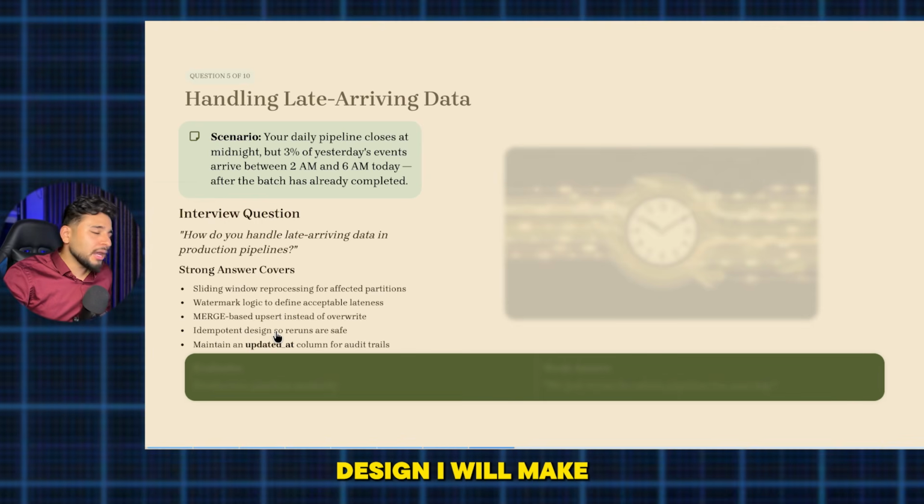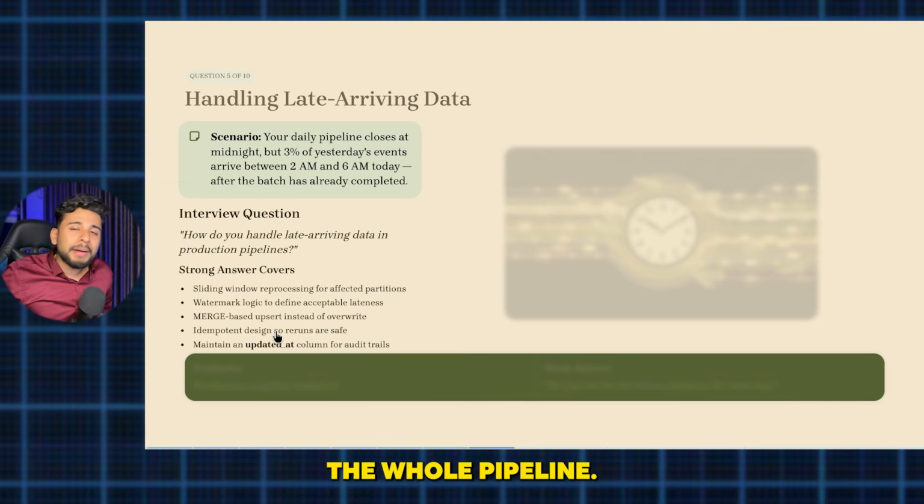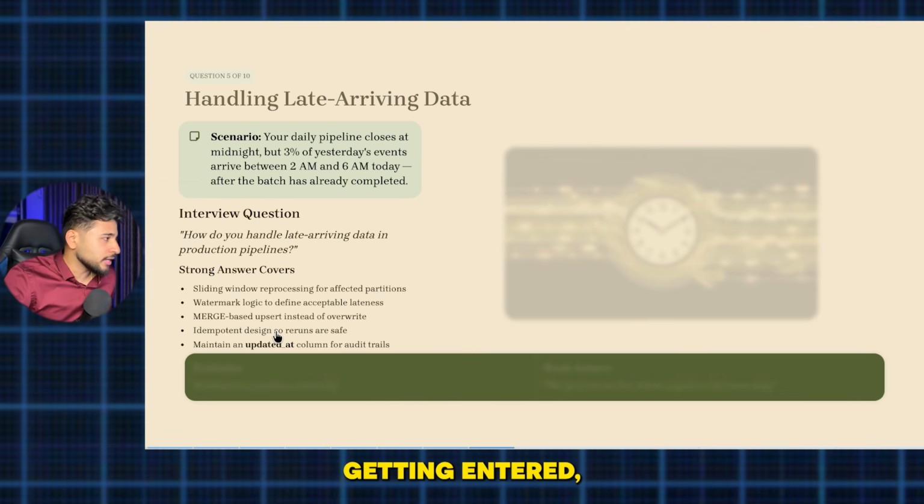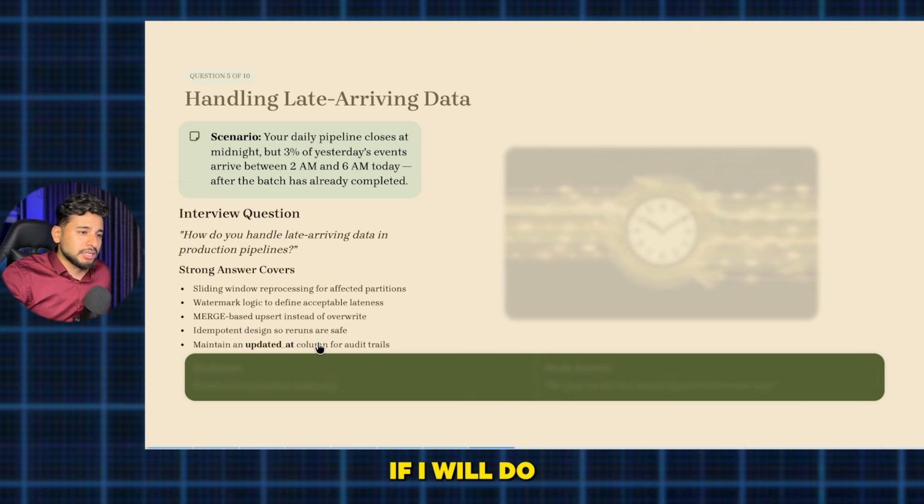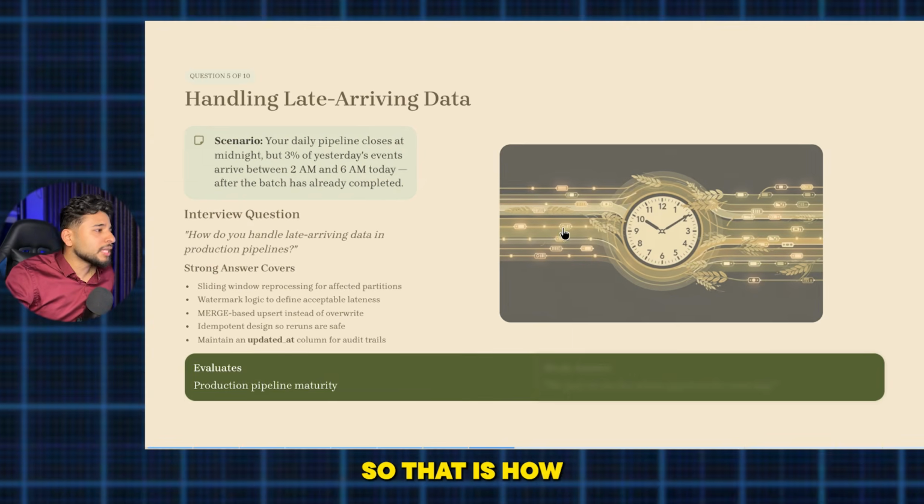I'll make the design idempotent, so that if I rerun the whole pipeline by mistake, or in a failure scenario, or anyone reruns it by mistake, no duplicate data is entered. That is how I'll maintain updated_at columns for the audit trails. If I have to do audit, that is how I have to do it.